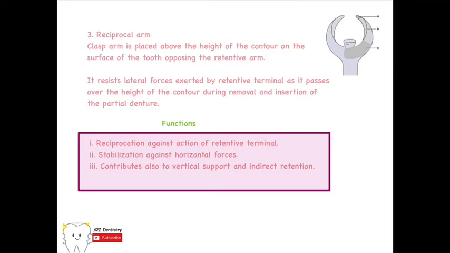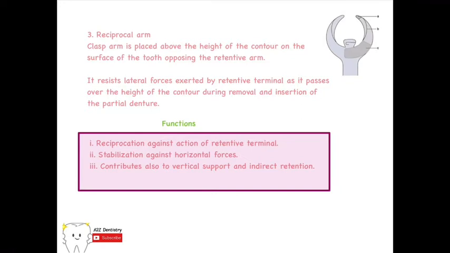To resist vertical forces, we have our retentive arm, which resists our masticatory forces. But what about the lateral forces? Especially in distal extension cases, there are a lot of lateral or horizontal forces acting, and for that purpose we need a reciprocal arm, which will resist all those lateral forces. There are three main functions of this reciprocal arm. First is reciprocation. It is a reciprocal arm, so you can remember it that way. It exhibits reciprocation. Reciprocation against what?